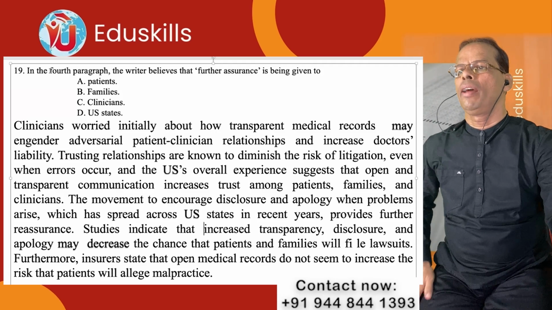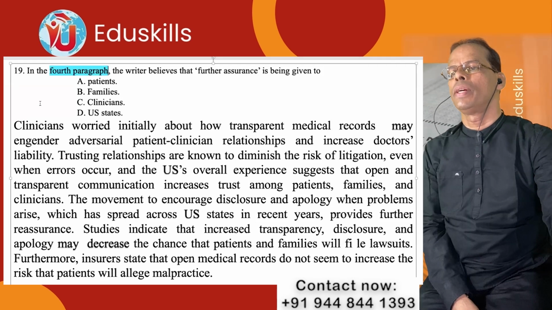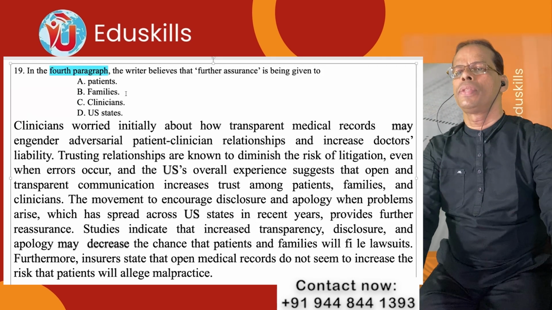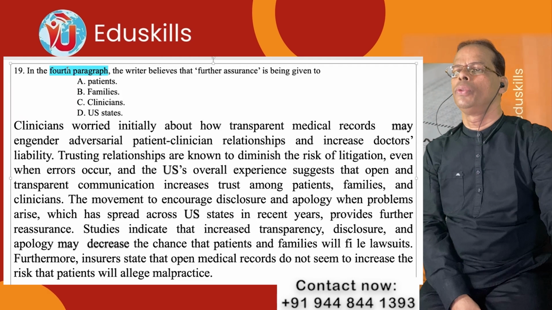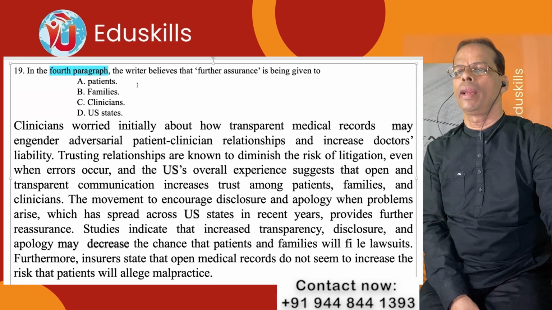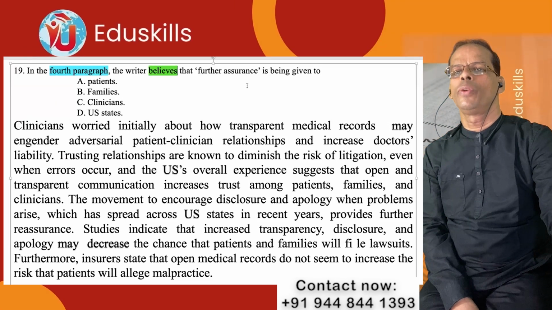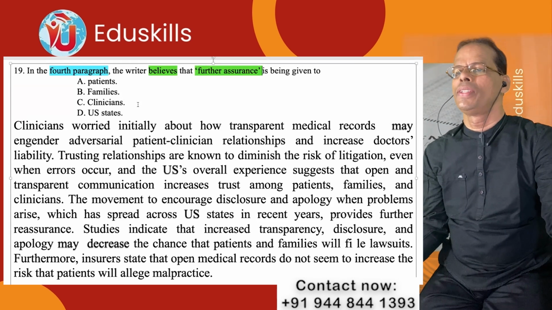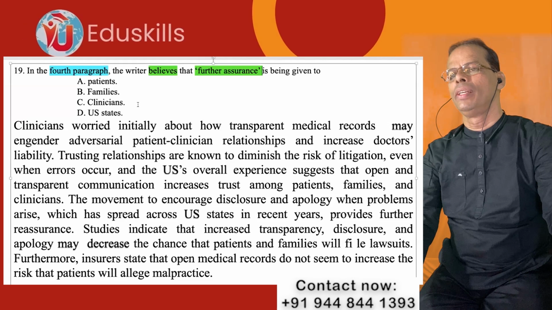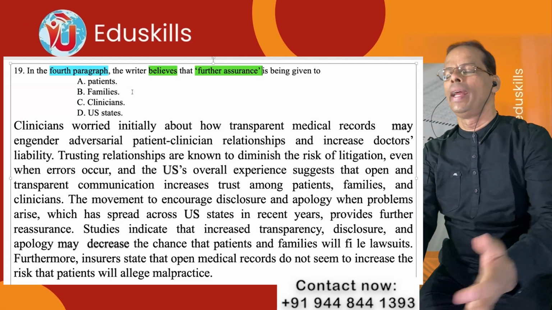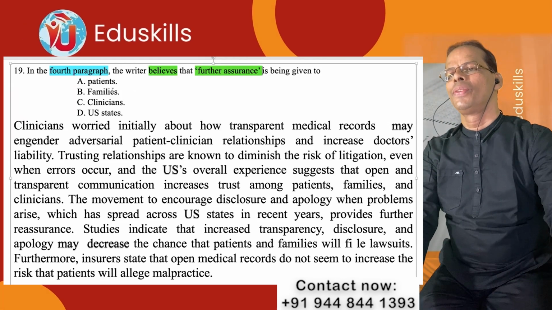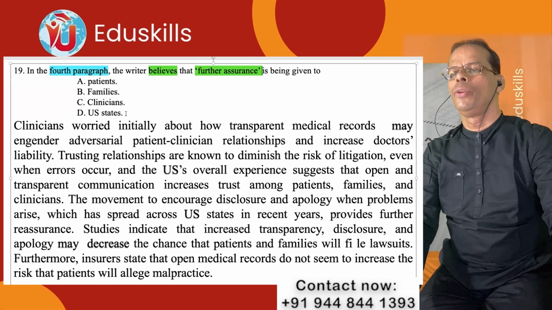So in the fourth paragraph, for beginners, it is important to understand: first thing is to number the paragraphs in the text, 1, 2, 3, 4, so you can easily reach the fourth paragraph. The writer believes... Anything else in the main question? Further assurance, yes. There are no special words here, only the concept words are given, so there is nothing to do with hedging words in the answer options. So here: patients, families, clinicians, and US states.